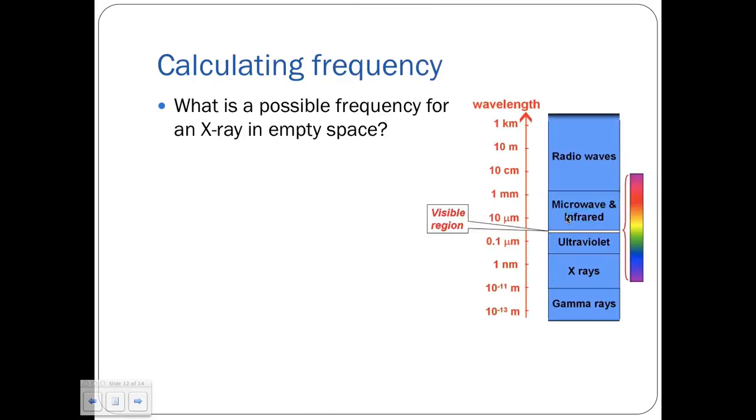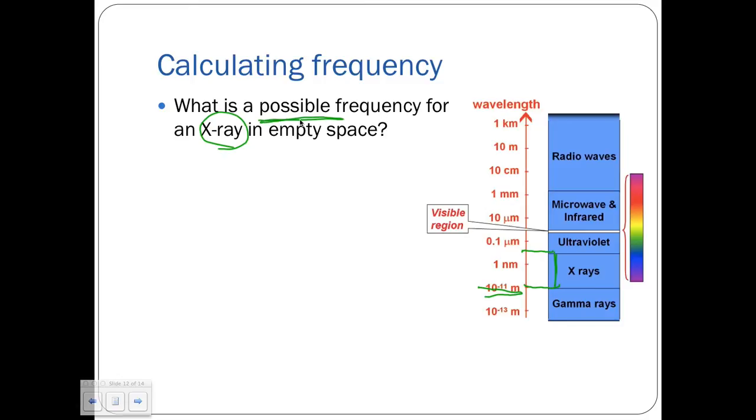What's a possible frequency for an X-ray in empty space? Now we have another illustration here. This one telling us wavelength for different types of electromagnetic radiation. But in this case, the question is about X-rays. So we look at X-rays in this range right here. X-rays look to be somewhere between 10 to the negative 11th meters and somewhere between a nanometer and a tenth of a micrometer. So it just says what's a possible frequency.